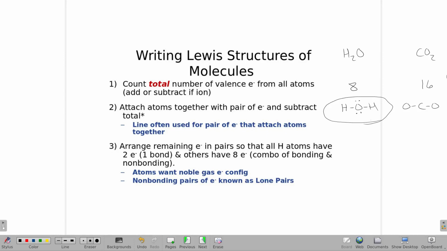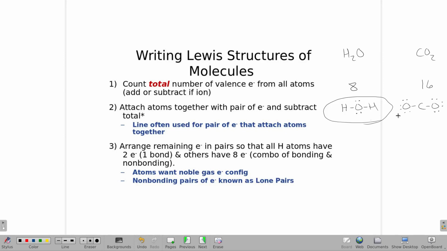Alright, now on the CO2, we have 16 electrons. The reason I did it that way is I made the outside atoms happy. Do you see how each of the oxygens now has 8 electrons? 2, 4, 6, 8, and 2, 4, 6, 8. So both outside oxygens have the 8. The carbon does not, though. Now, I can't add any more electrons because technically I've got all 16 electrons on that molecule now.